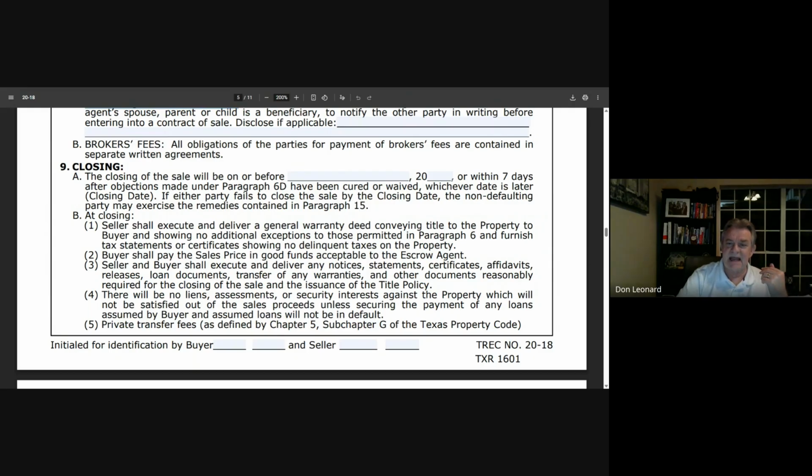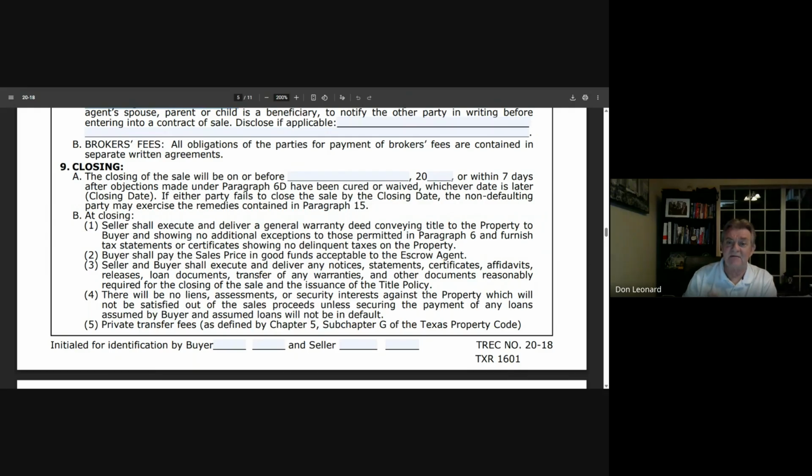It is this date that has been agreed to. It can happen on or before, but both sides have to agree to it. And then, of course, the remainder of this talks about what's going to take place at closing. Well, the biggest thing is that the property, where before we had this promise for a promise to create the contract, now the contract is being fulfilled.